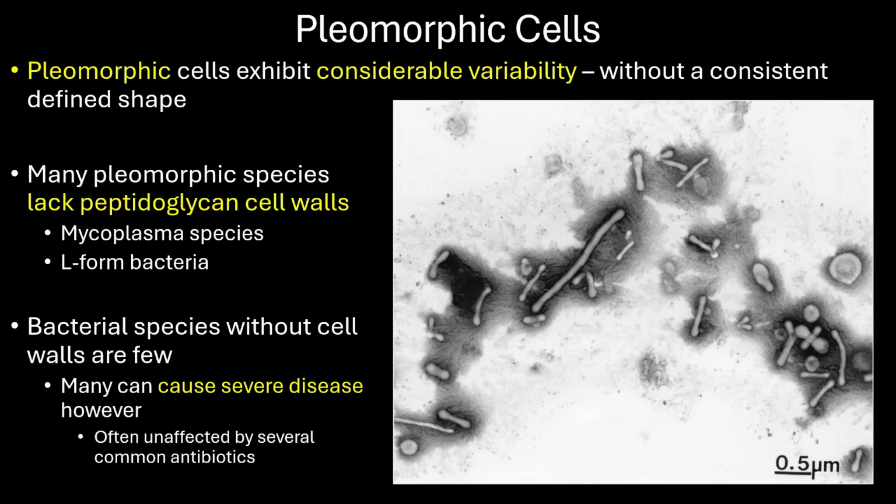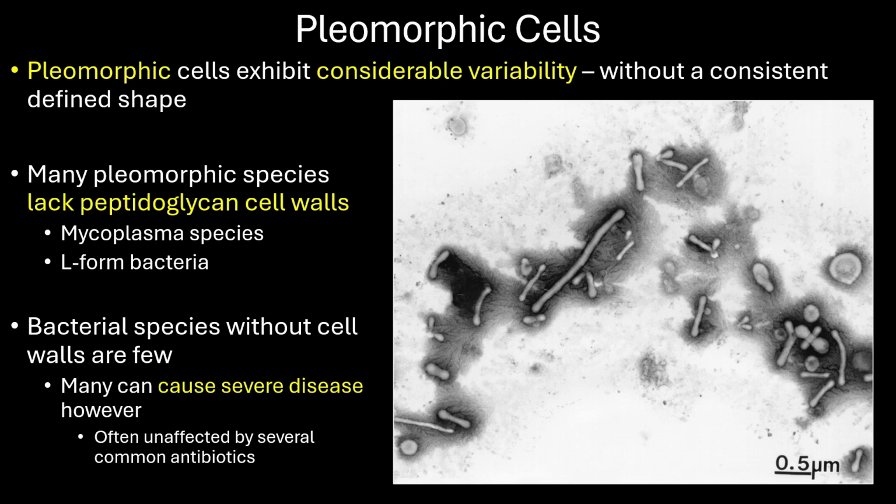And then we have the L-form bacteria. A lot of these are variations of existing bacteria, like strains or distinct species that emerge and lose their cell wall, which is pretty interesting. There's a few species that fall into this category, like some bacillus, which normally have a cell wall, but there are representatives that are L-form that don't.